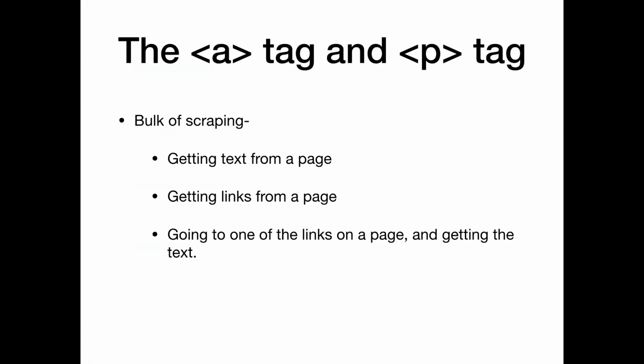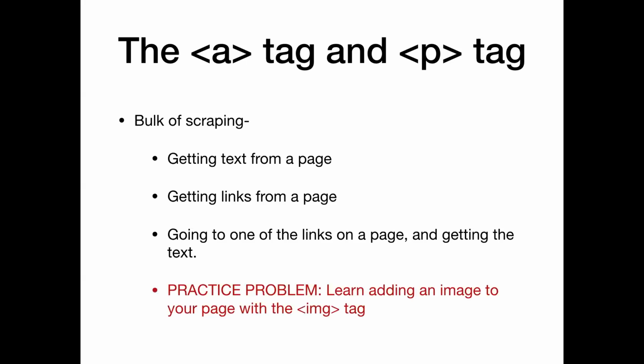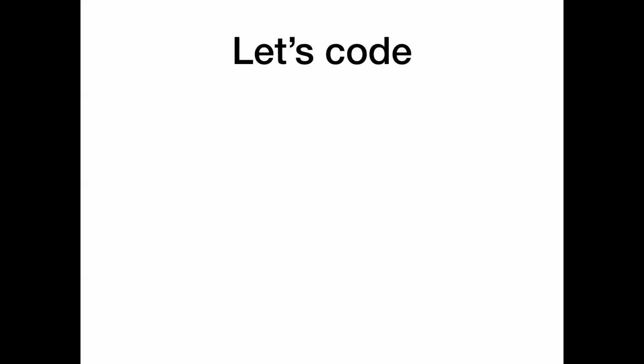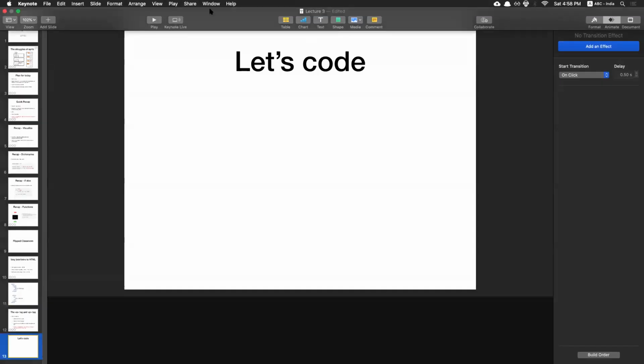But the reason why we want to do this is because we may want to get some links, get some text, go to those links and get the text from there, which we will see in the second part of this class. So a practice problem for you here: we just saw how you can use the A and the P tag, and I will add this small simple HTML page to the repository. It's also very useful to add images to your web page, so you can look up online how to use the img tag to add an image to your website if you're curious. Great.